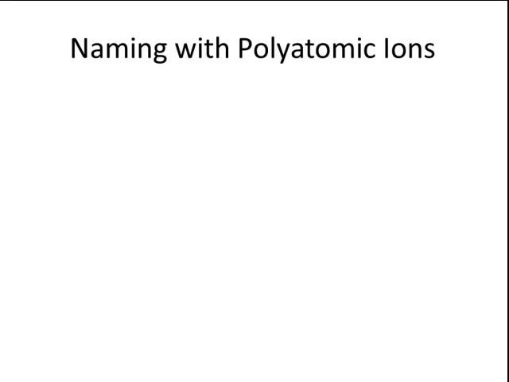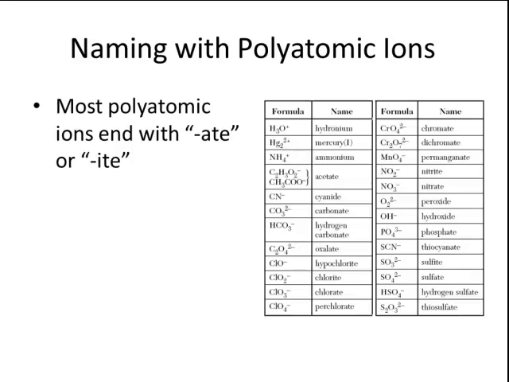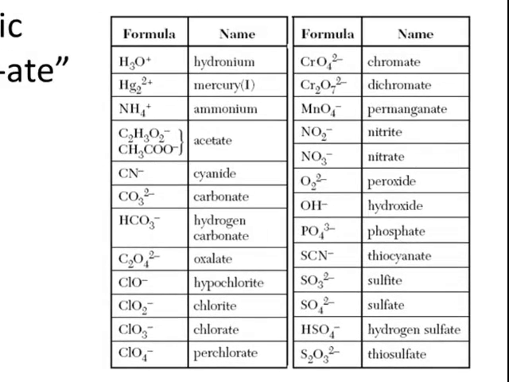It's also common for ionic compounds to contain polyatomic ions. Remember that a polyatomic ion is an ion that contains more than one type of atom. In the table on the right, you can see a list of very common polyatomic ions, and all of them contain at least 2 different types of atoms.